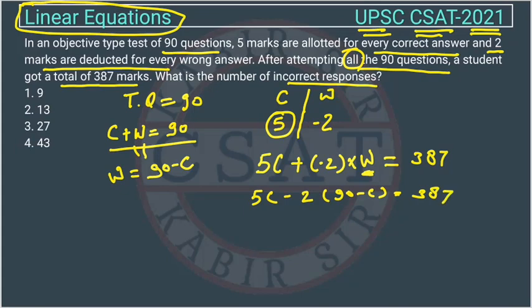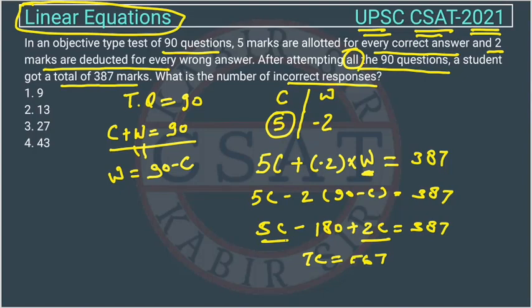Now we will solve this equation and we will get the answer. So 5C minus 180 plus 2C is equal to 387. 180 will come this side and get added to 387. 5C plus 2C is 7C, which is equal to 567. 7 will come this side and divide, 7 times 8 is 56 and 7 times 1 is 7. So C is equal to 81. If C is 81, W is equal to 9.